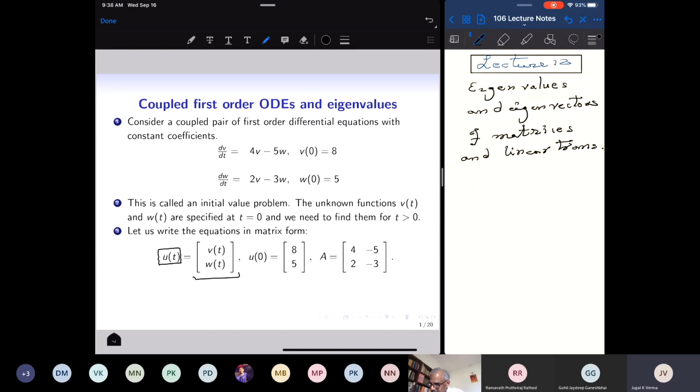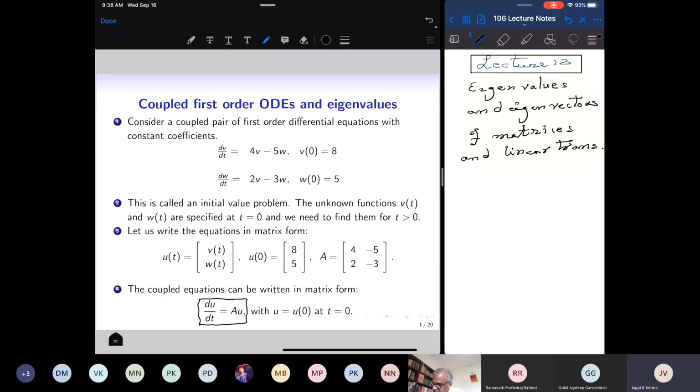The first derivative is obtained by taking the derivative of v(t) and w(t). And this vector of functions has value (8, 5) at t equal to 0. So this is an ordinary vector in the plane, and that is the value of this vector of functions. And the matrix is [4, -5; 2, -3]. These are the coefficients of v and w. So if we set this notation, then the coupled equations can be written in matrix form: du over dt is Au, where u equals u0 at t equal to 0, and u0 is this, right? So we have converted these two coupled first order differential equations into a matrix equation. du over dt is Au. u is a column vector, A is this matrix, and we want to find u at all times.